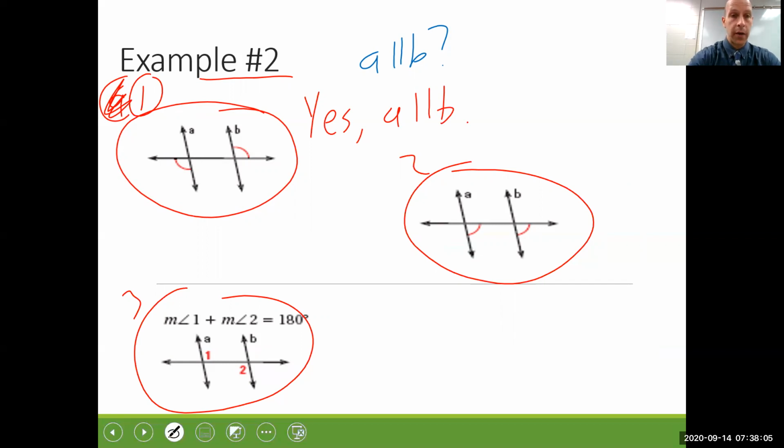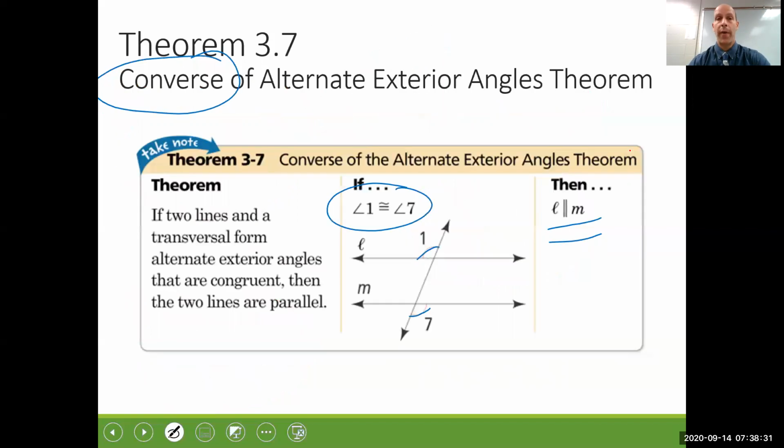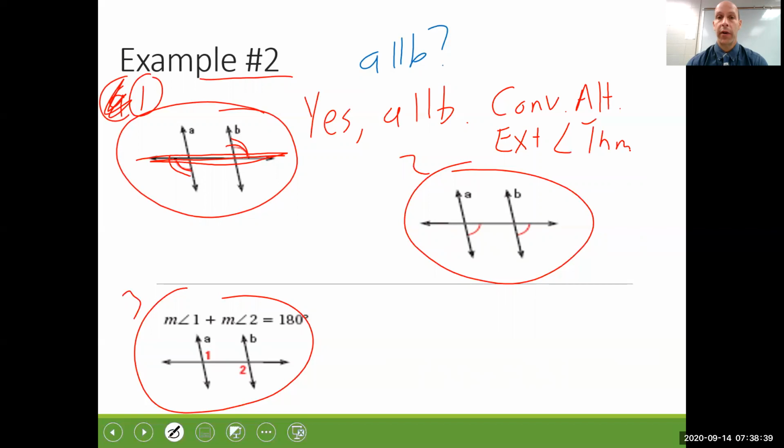Why? Well, let's see here. This angle and this angle. There's the transversal. These are on the exterior, and they're on opposite sides of the transversal. So I'm going to say by the converse of the alternate exterior angle theorem. If we go back, it's the very last theorem we looked at, theorem 3.7, the converse of the alternate exterior angle theorem. So that's why these are parallel.